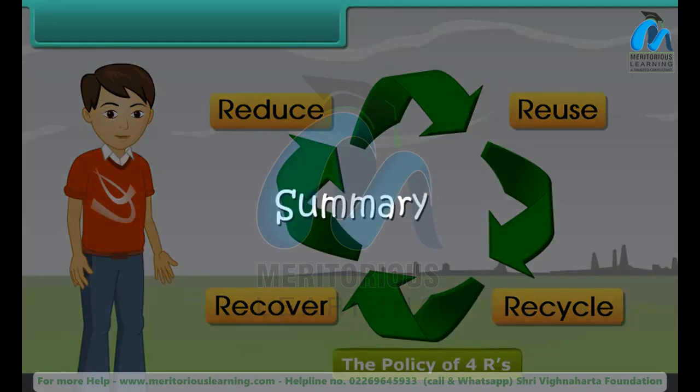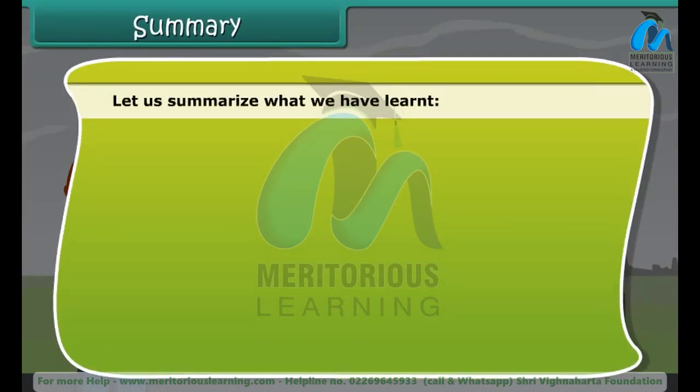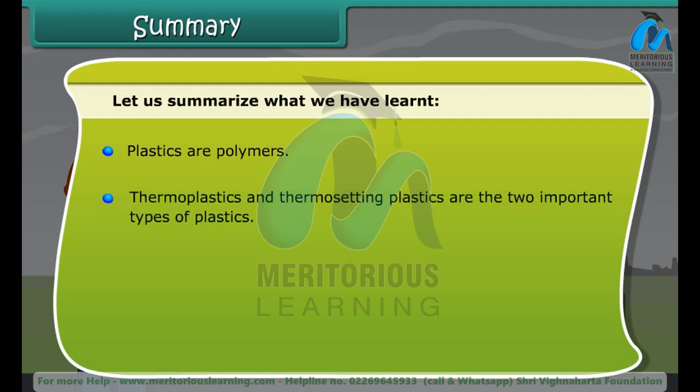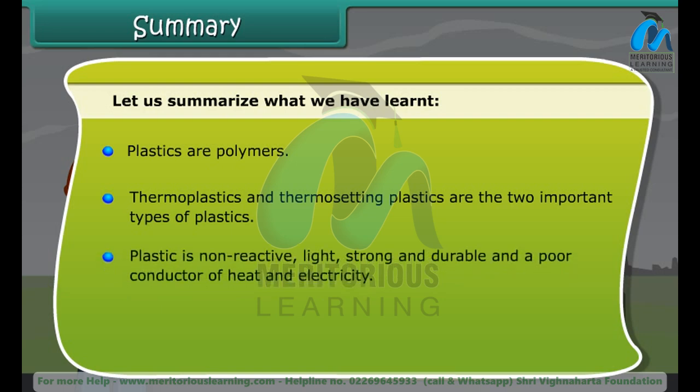Summary. Let us summarize what we have learned. Plastics are polymers. Thermoplastics and thermosetting plastics are the 2 important types of plastics. Plastic is non-reactive, light, strong and durable, and a poor conductor of heat and electricity.